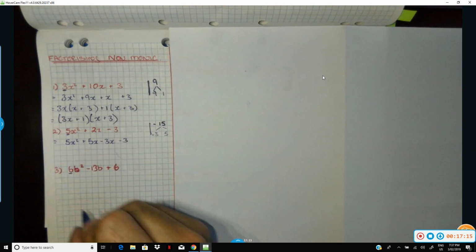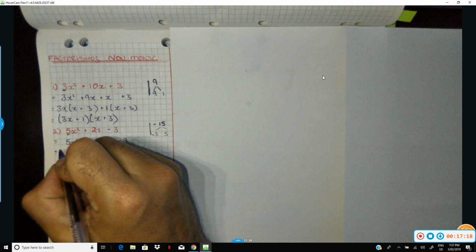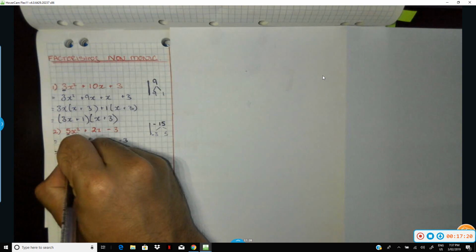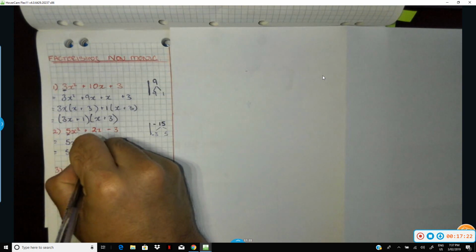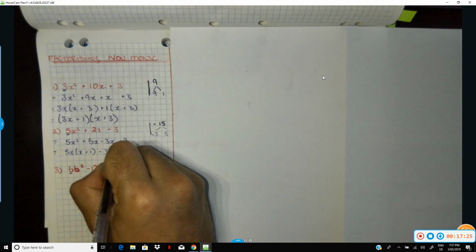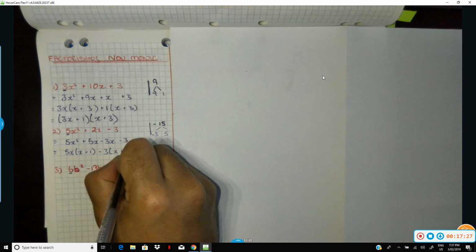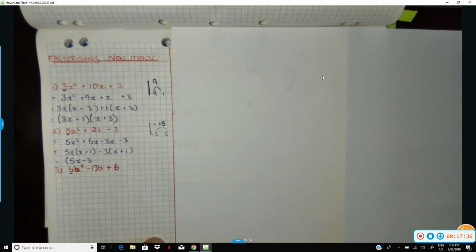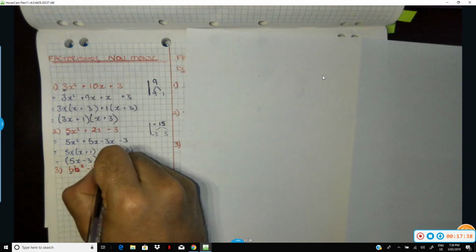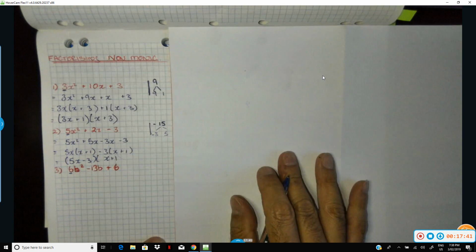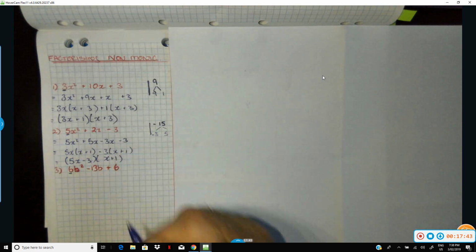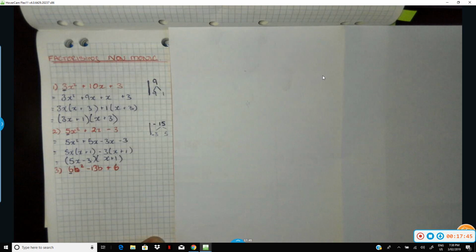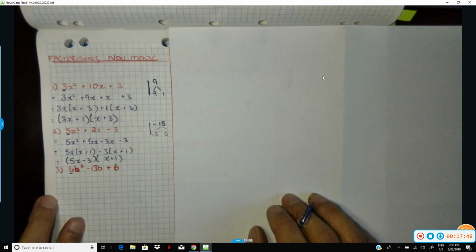Excellent. Now factorize by grouping in pairs. 5x times x plus 1 minus 3 times x plus 1, because a positive times a negative gives me a negative. So our final solution is 5x minus 3 and x plus 1. Close bracket. So that's the second one.